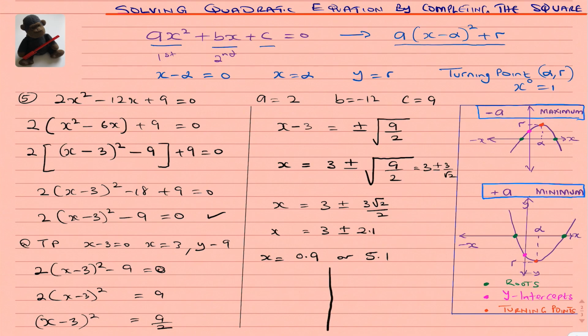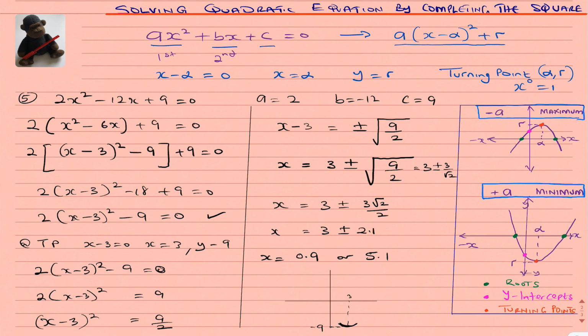So sketching this curve, it's a quick small sketch. Our turning point is x equals 3, so there'll be 3 there, and y equals minus 9, so it'll be somewhere there. So that's our turning point. That's what we mean by turning point. And that's 3, and that is minus 9. Right, so that's our turning point there.